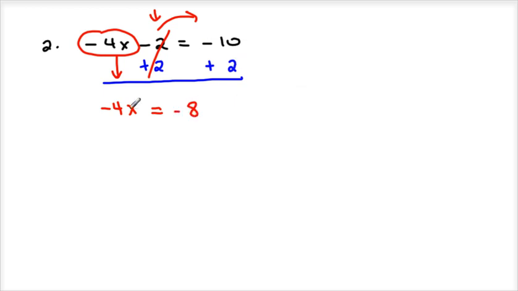Alright, we're getting closer. I don't want negative 4x equals something. Again, my goal is to get x equals something. So I don't want this negative 4 here in front. Remember, this is like negative 4 times x.